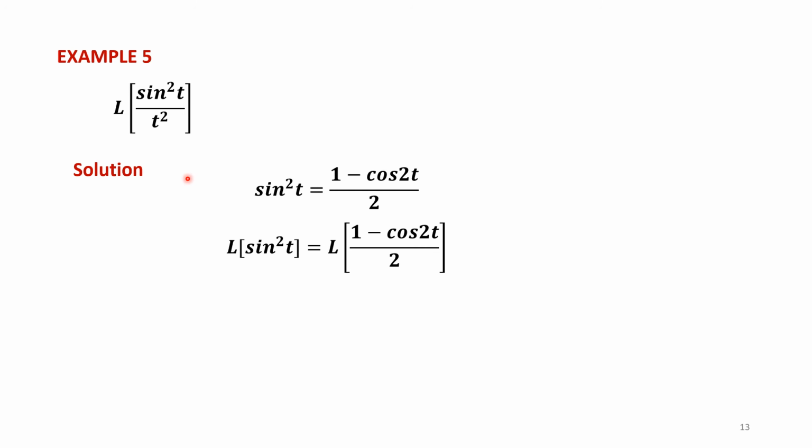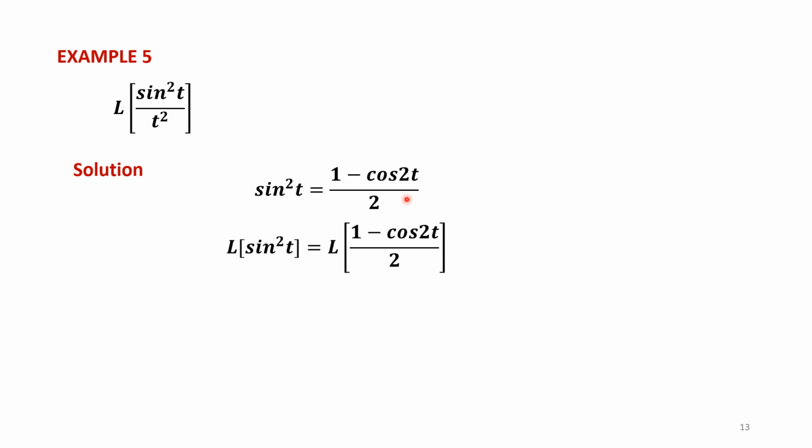So what is L of the numerator? Again, sine square t, we are having product of 2 sine functions which cannot be calculated directly. So writing sine square t as (1 minus cos 2t) upon 2. Sine square t is (1 minus cos 2t) upon 2.